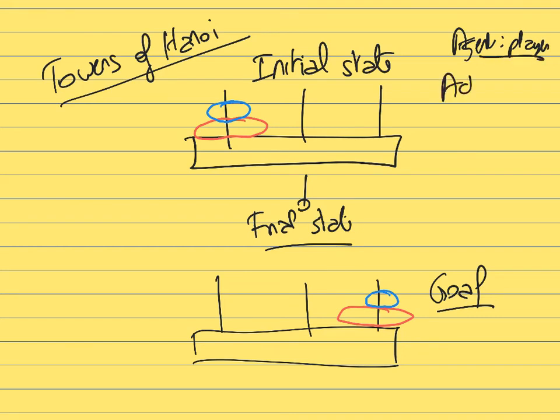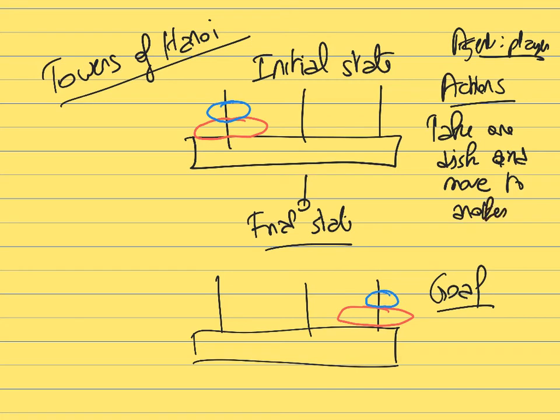And in this case, the possible action will be to take one disc and to move it to another stick. So take one disc and move it to another stick. So those are the possible actions. But some of the possible states that you can accomplish for this, some are allowable and some are forbidden.